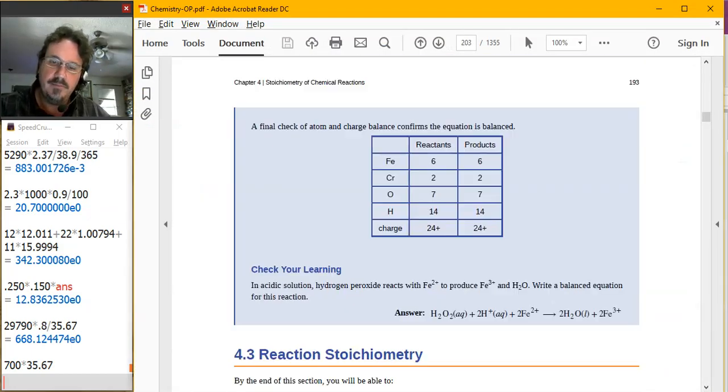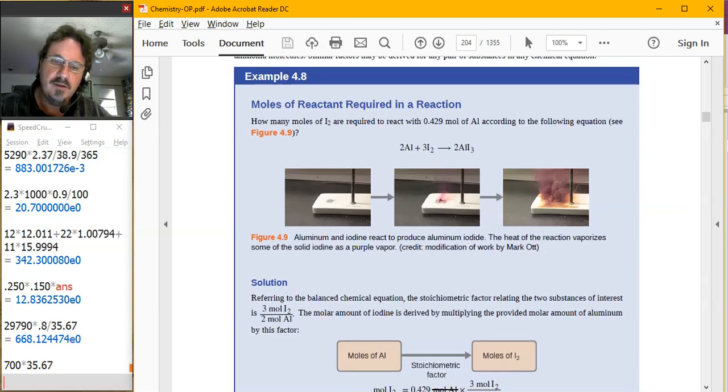4.8, there we go. It says, how many moles of I2 are required to react with 0.429 moles of aluminum, according to the following equation. So here's the equation for this reaction. We have aluminum reacting with iodine to form aluminum iodide. Hey, here's some nice cool pictures of it. Here we've got some aluminum powder sitting down there at the bottom, and here we've got some iodine vapor. I guess they blew it on it or something, and wow, the chemical reaction starts to take place right away.